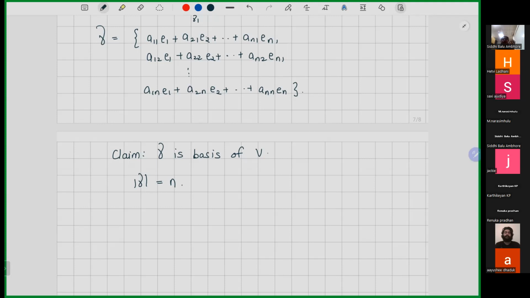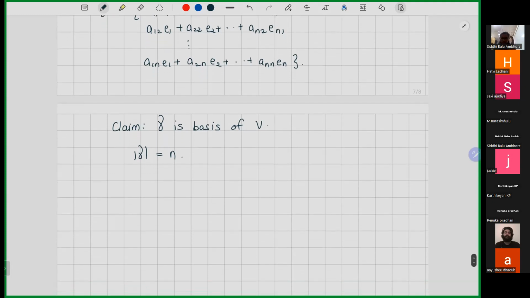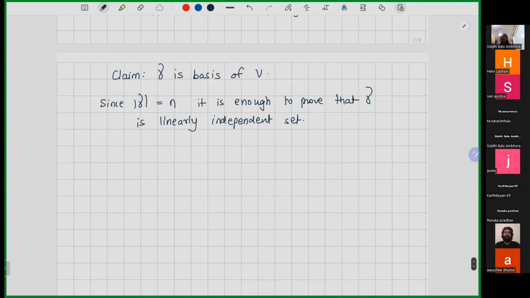I am saying that gamma has n elements. So if I want to say that gamma is a basis of V, it is enough to prove that gamma is a linearly independent set. This is from a result from previous lectures: if the dimension of V is n, then any linearly independent set of size n serves as a basis of V. Since the size of gamma is n, it is enough to prove that gamma is linearly independent. And to prove that, I have to start with a linear combination.